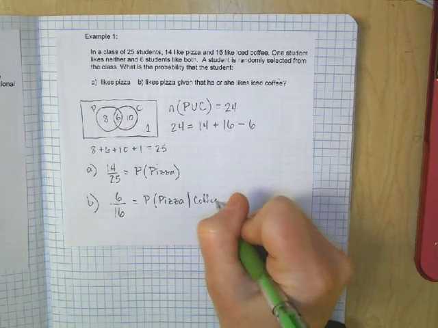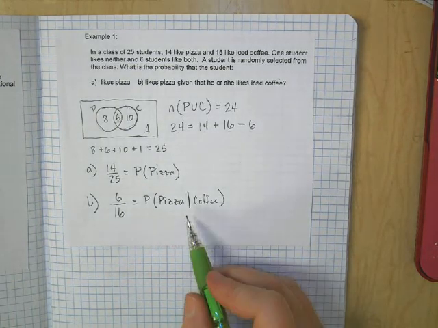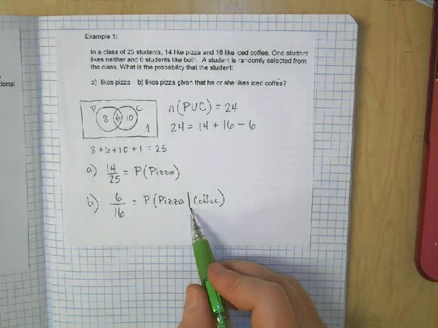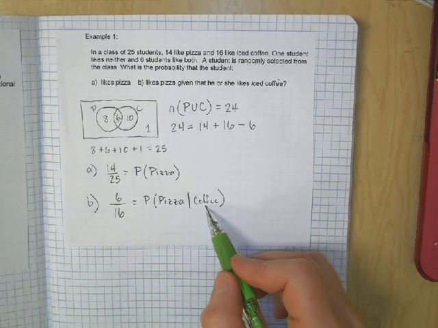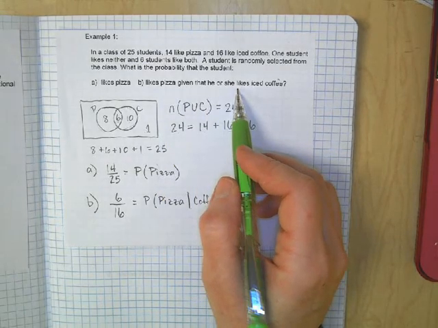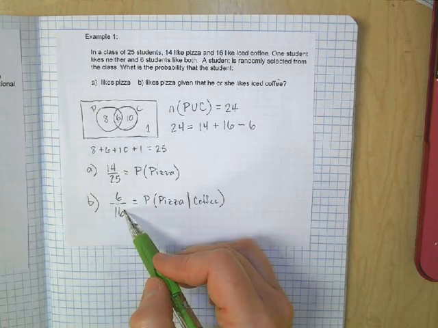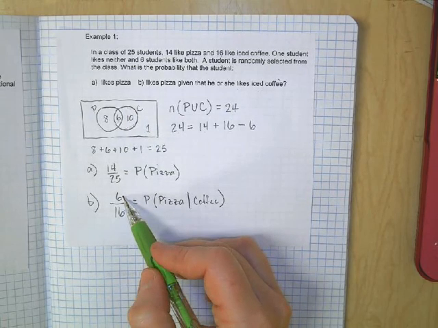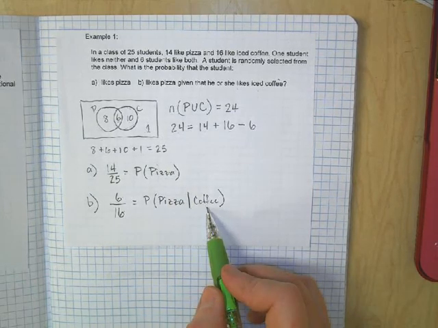Okay, and I'm abbreviating iced coffee to just coffee. So this is what we call conditional probability, when you are finding the probability of something given that something has already happened. So we've already decided that we've picked a person who likes iced coffee. So we know there's 16 people that could have been, and then we want to know what's the chance that they like pizza. So notice it's not out of the entire 25. It's only out of the people who like coffee.